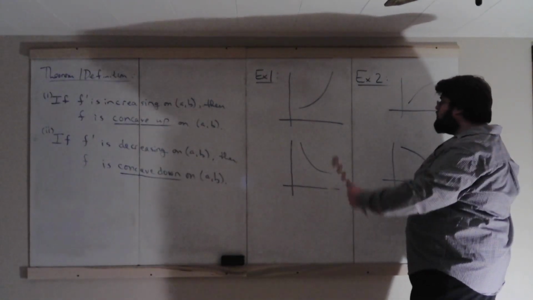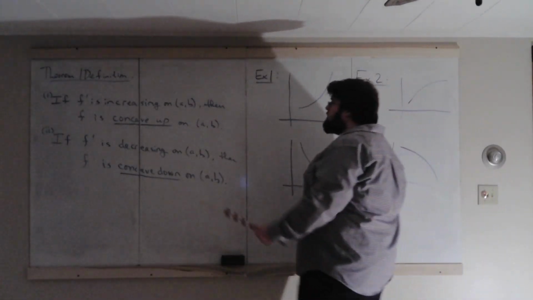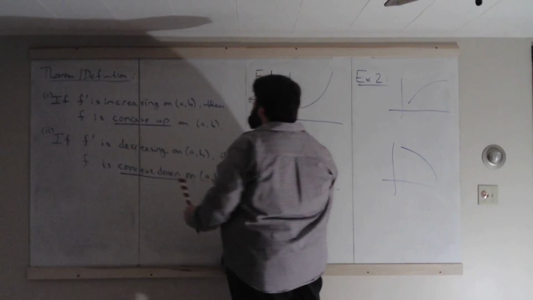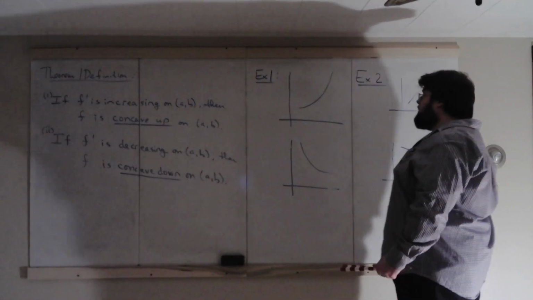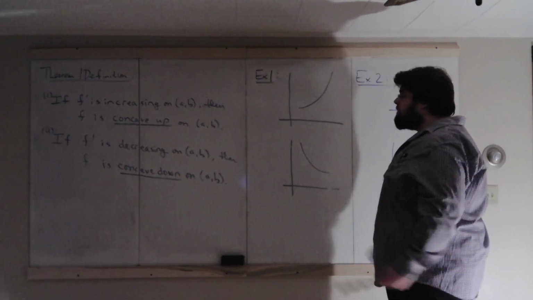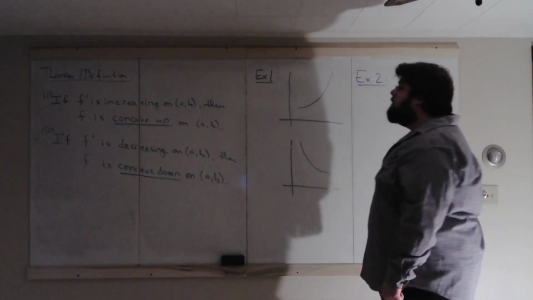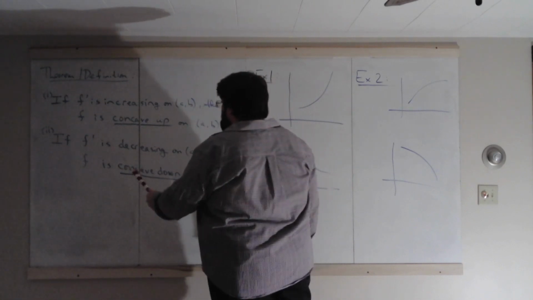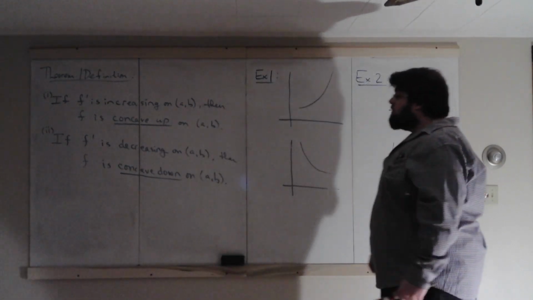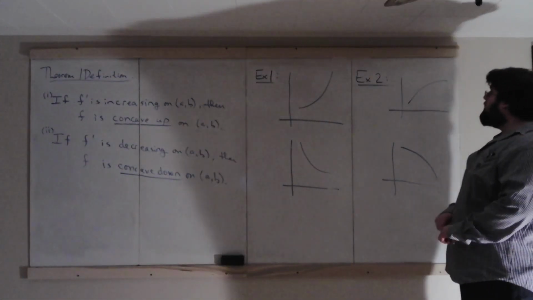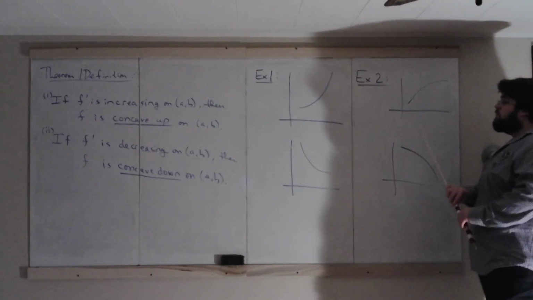So in these two graphs on example 1, according to this theorem, f is concave up on, well, I didn't draw an interval a to b, but let's just say the whole graph is a to b. And similarly, if f prime is decreasing on a to b, then we say f is concave down on a to b. And that's illustrated with these two graphs.